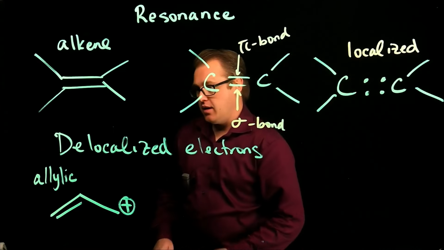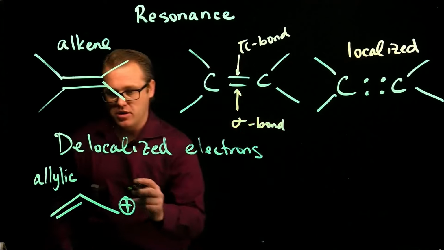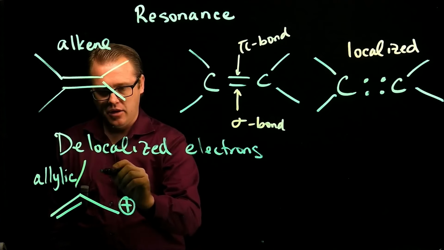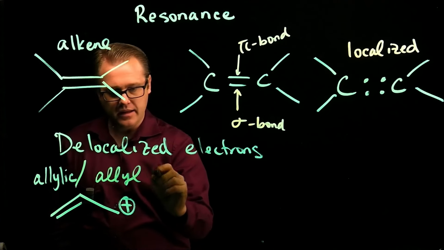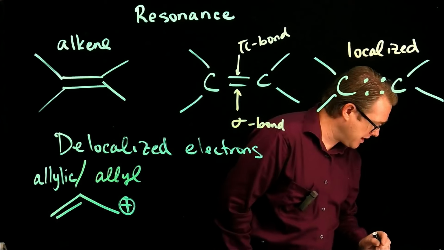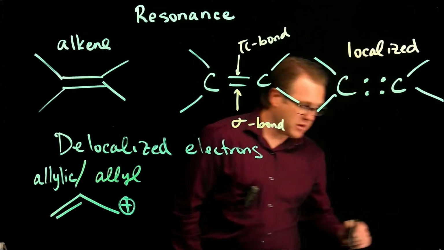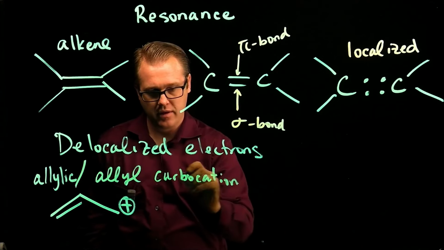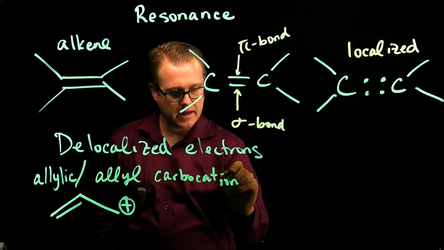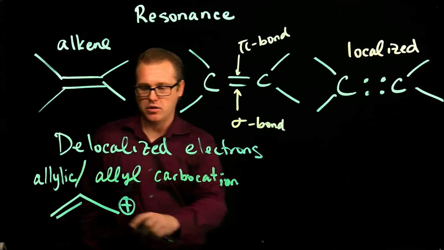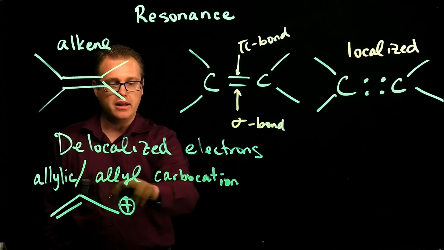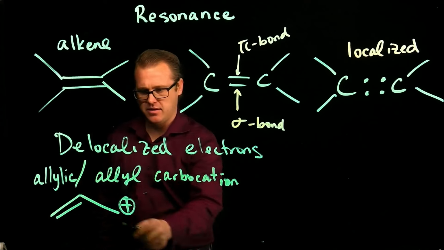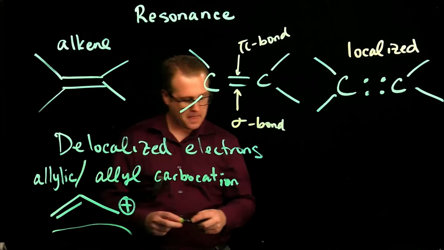You could call it also, that's one way of saying it, that's allylic. You could say allyl, make sure you're spelling this right. That's an I, that's an O. So this right here is an allyl carbocation. That's probably the best way of saying it. So this is an allyl carbocation.